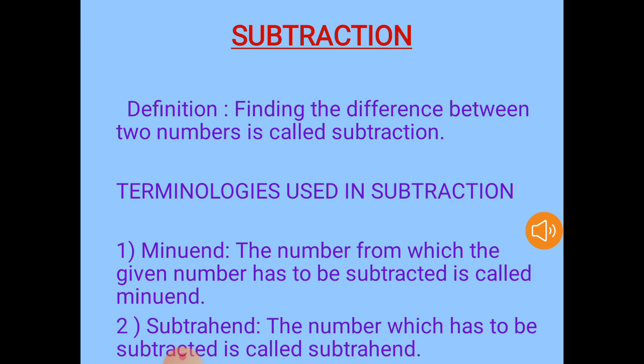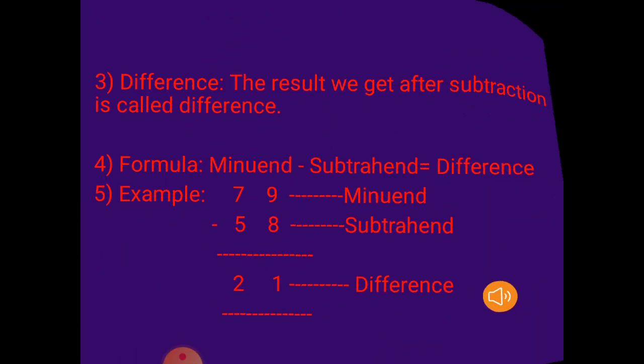Now what are the terminologies that are used in subtraction? So let us learn one by one. First is minuend. The number from which the given number has to be subtracted is called as minuend. Next, subtrahend. The number which has to be subtracted is called as subtrahend. Now moving ahead, difference. The result we get after subtraction is called difference.